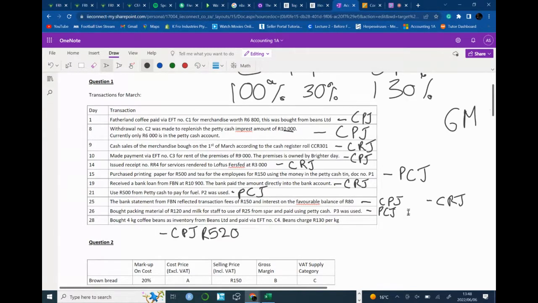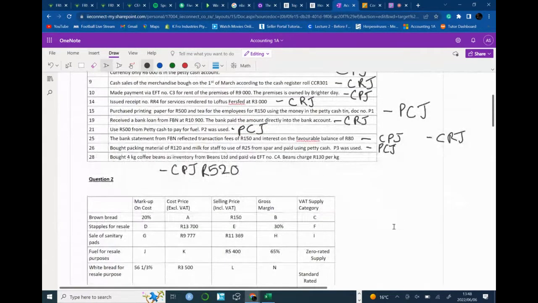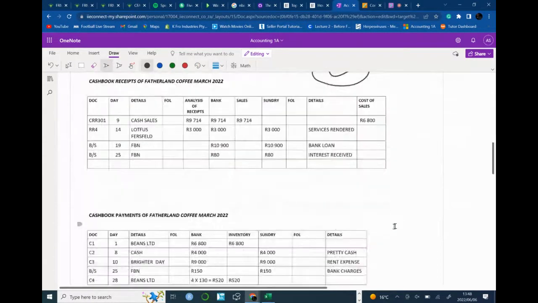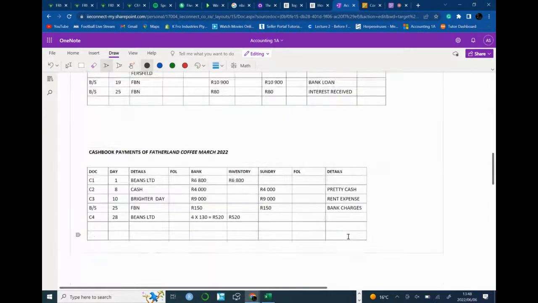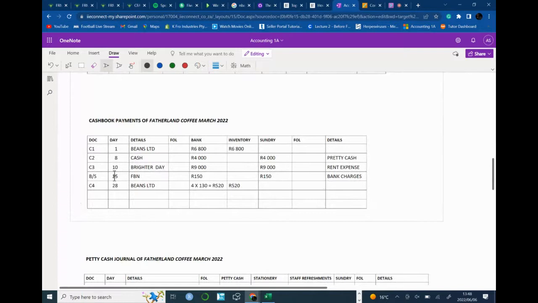Now we simply ask ourselves a simple question: which journal do we want to start with? We want to start with the CPJ, so we go to the CPJ. Here I started with the CRJ, but now I've put these things together so that we can discuss how they are getting to this amount. That's what revision is all about. I'm not trying to reteach you, I'm trying to show you what was required of you.